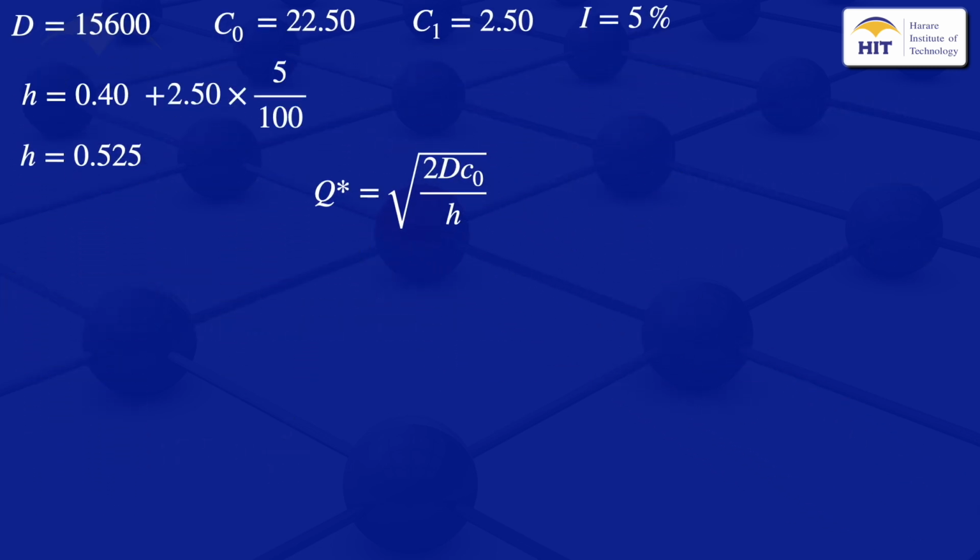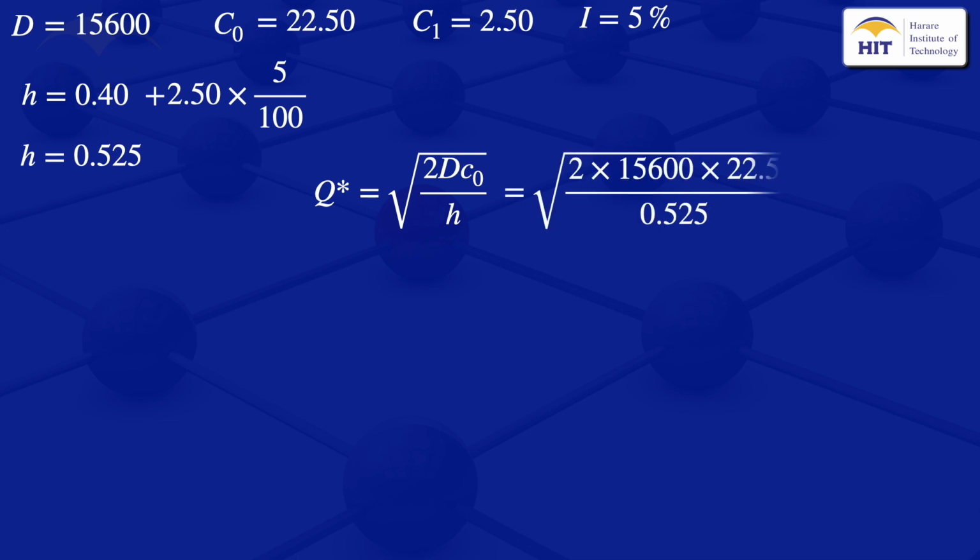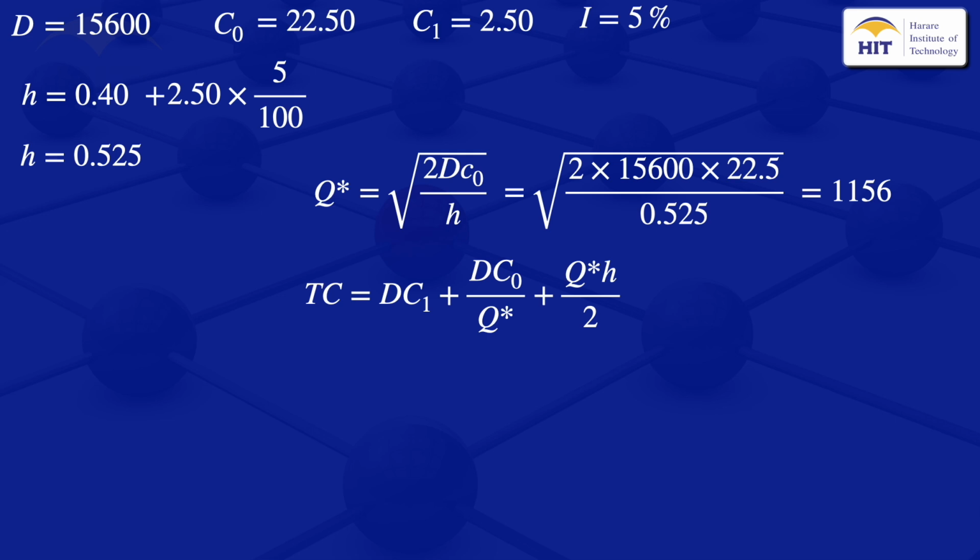I can now go on and evaluate my economic order quantity, substituting the values of the D, the C naught, and the H, and we have our Q star is equals to the square root of 2 times 15,600 times 22.5 divided by 0.525. And that square root there, when we round to an integer, gives us 1,156. For the total cost, we use the formula DC1 plus DC naught divided by Q star plus Q star multiplied by H divided by 2. And the Q star is the one that we have just evaluated here.